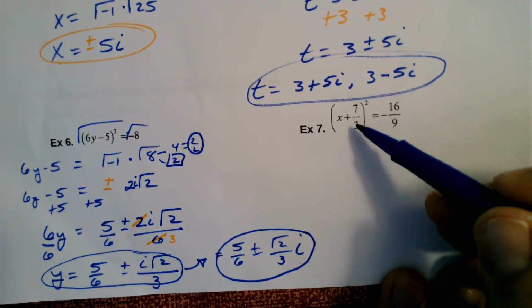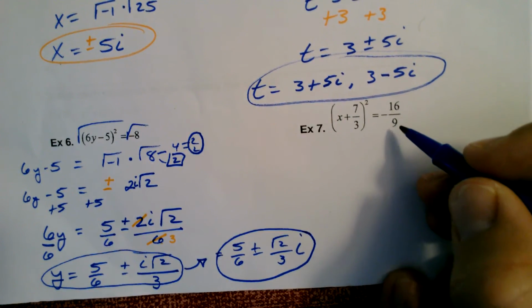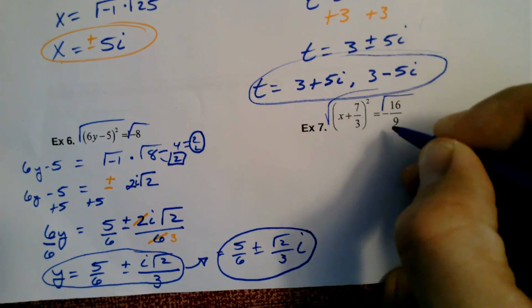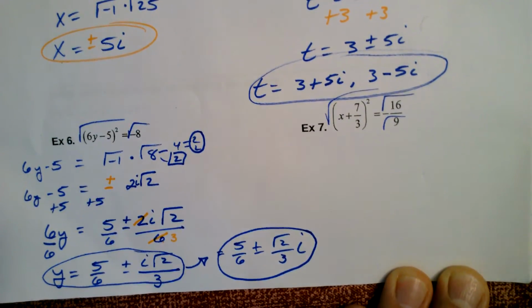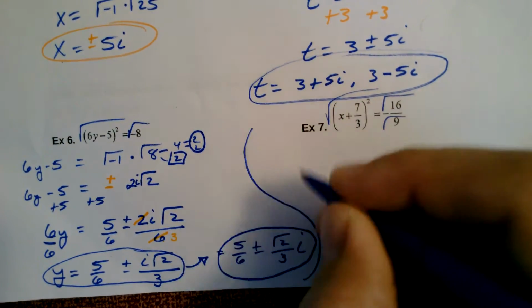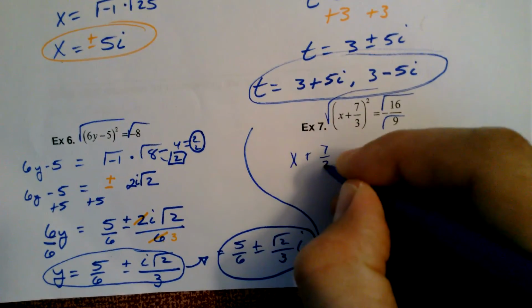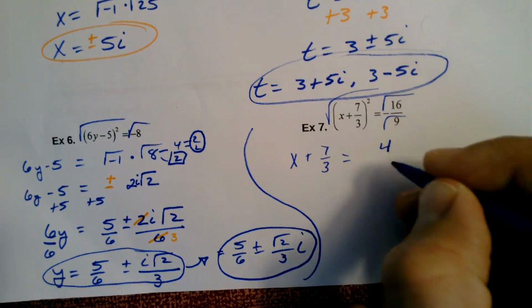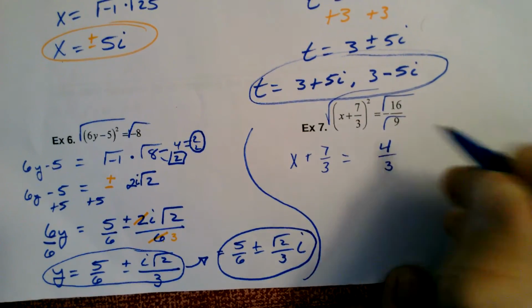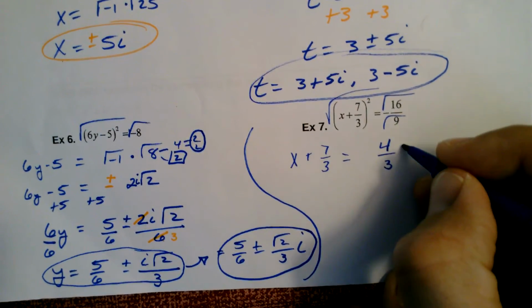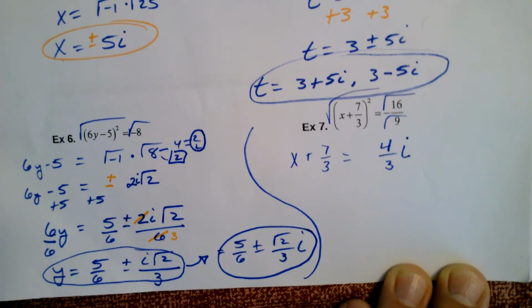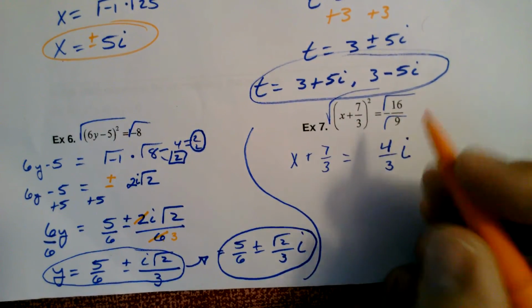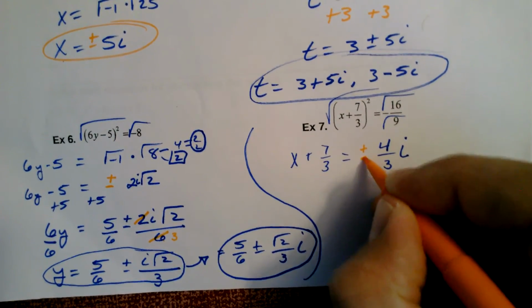I have x plus 7/3 quantity squared equals -16/9. When I square root both sides and I have a fraction, I'll usually square root the top and the bottom. So now what I have is x plus 7/3, and that equals the square root of 16, we know is 4. The square root of 9 is 3. And remember, it's a square root of a negative, so that's going to be i. Now, always forget this. Square root both sides. Don't forget the plus or minus sign.